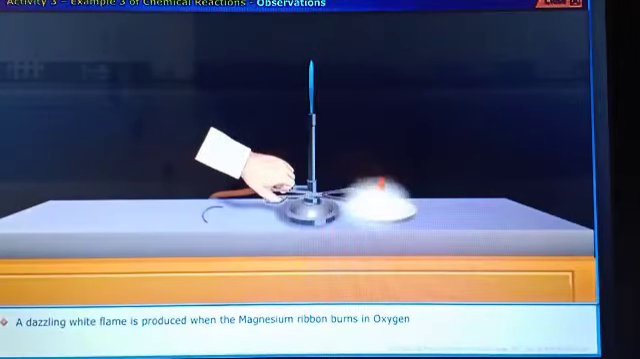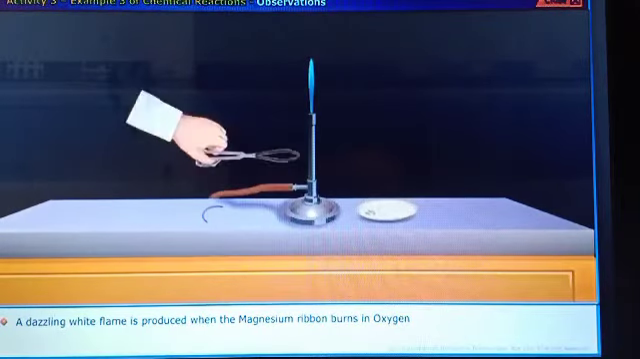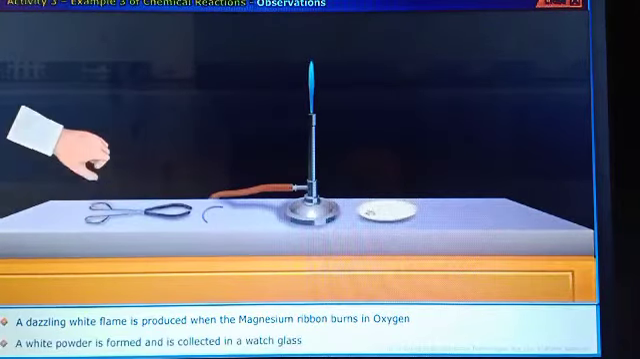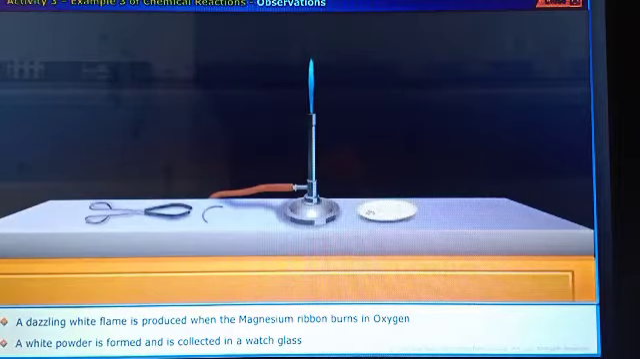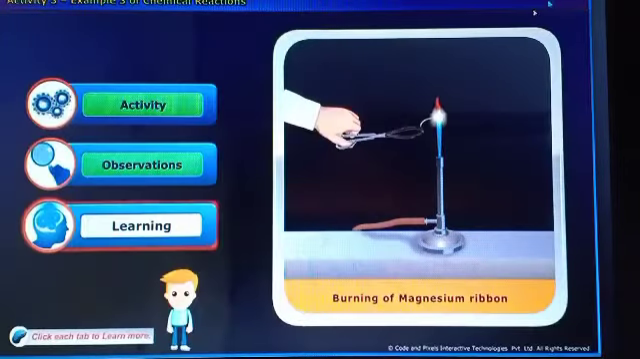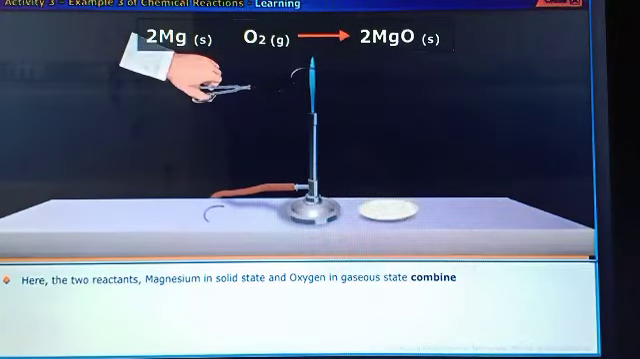A dazzling white flame is produced when the magnesium ribbon is burned in air, or you can say in oxygen. A white powder is formed, which is collected in the watch glass. Now let's see what the outcome is.